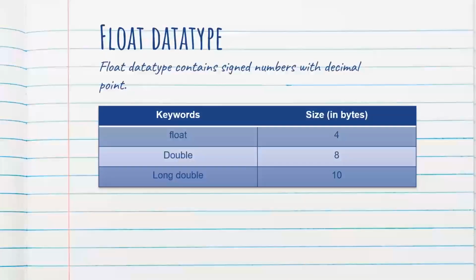There are three keywords that are associated with the float data type. The first one is float with a small f. It can occupy 4 bytes. The second one is double. It occupies 8 bytes. And the third one is long double, which can occupy 10 bytes.